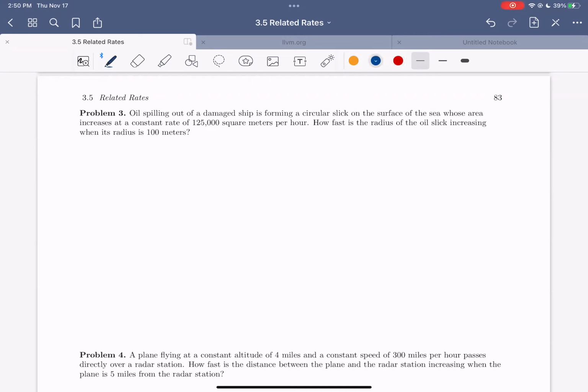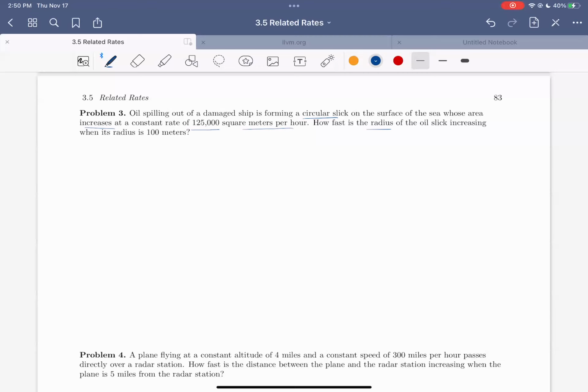We are told that oil spilling out of a damaged ship is forming a circular slick on the surface of the sea, whose area is increasing at a constant rate of 125,000 square meters per hour. Well, that's a lot of oil. How fast is the radius of the oil slick increasing when its radius is 100 meters?